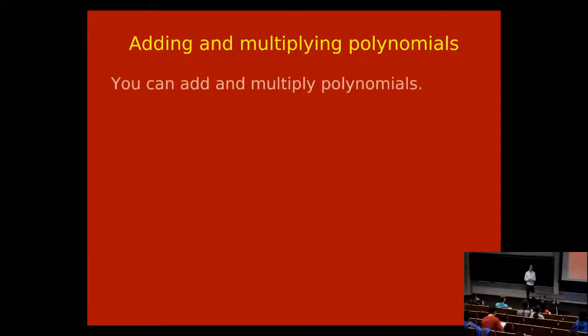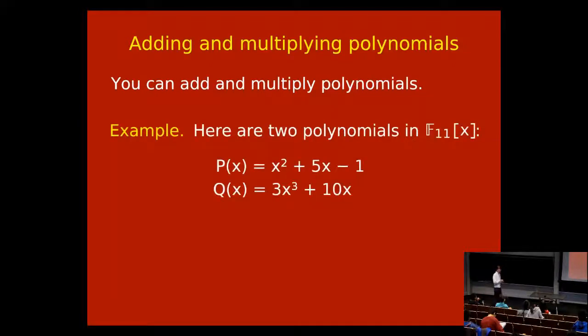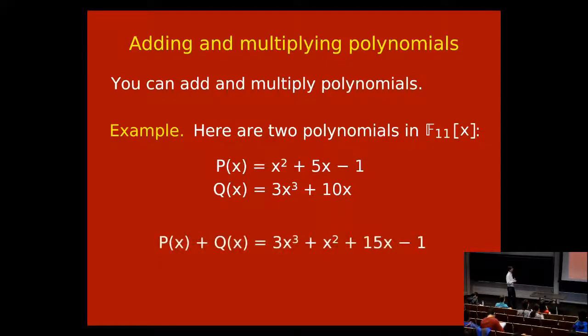So next thing I want to talk about is adding and multiplying polynomials. And the story here is that you can add and multiply polynomials. It's kind of the end of the story, but I'll show you. Here are two polynomials in F11[x]. So that means the variable is x, and you think of all the coefficients as being numbers mod 11. So here they are. This one has degree 3. This one has degree 2.